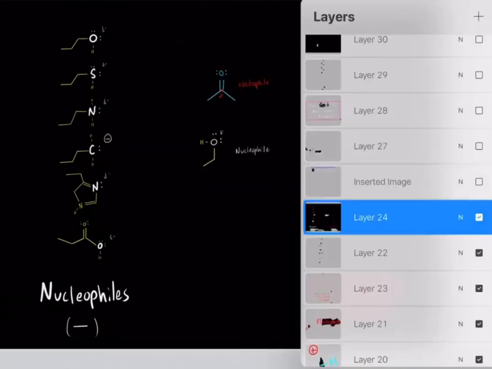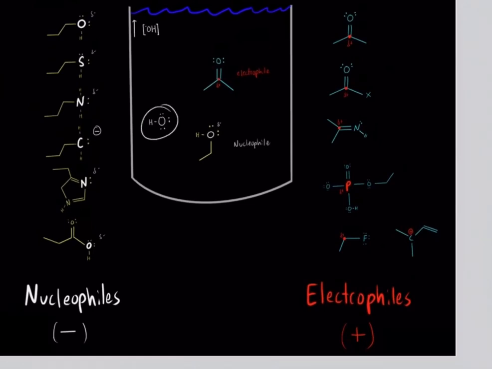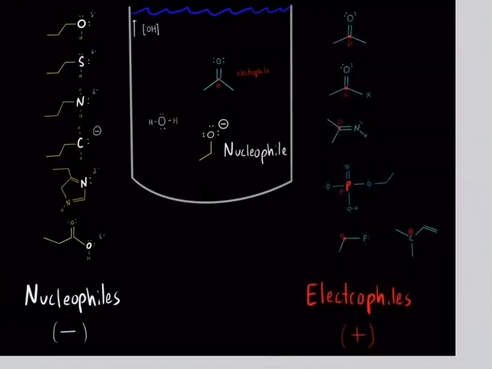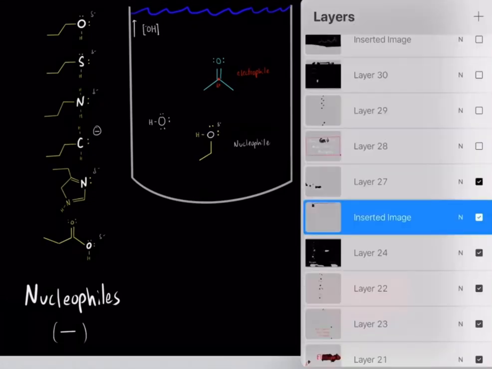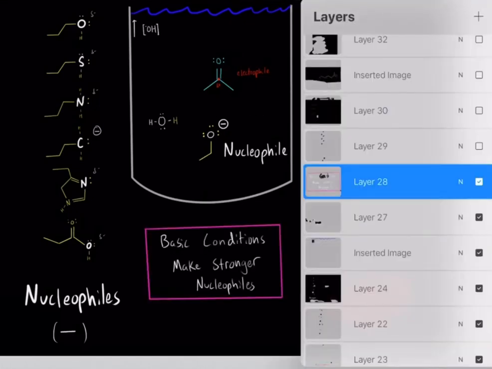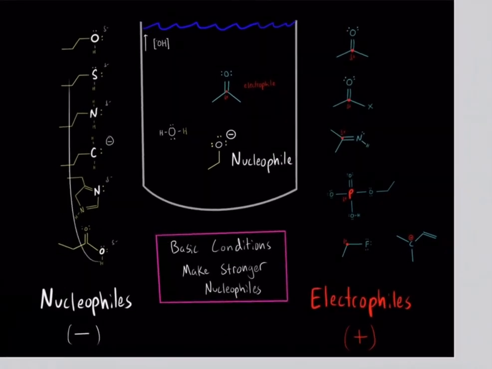However, let's say we have the same reaction in a basic solution with high hydroxide. So in a basic solution, what's going to happen? Well, that hydroxide, that basic solution, is going to deprotonate the nucleophile. And when it deprotonates the nucleophile, we create this formal charge of negative 1, so we create a stronger nucleophile. Originally, we had this partial negative charge, but in a basic solution we steal hydrogens and create a formal negative charge, so now we have a stronger nucleophile. So the rule of thumb is that basic conditions create stronger nucleophiles.